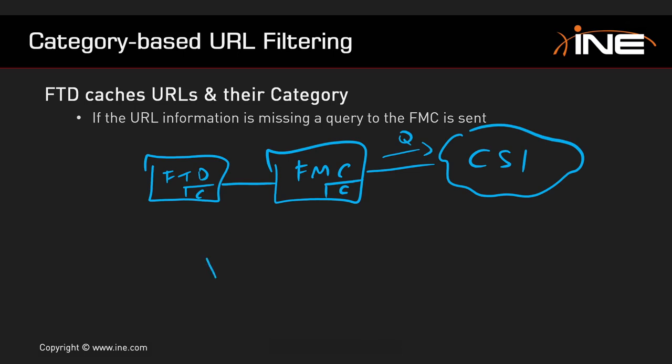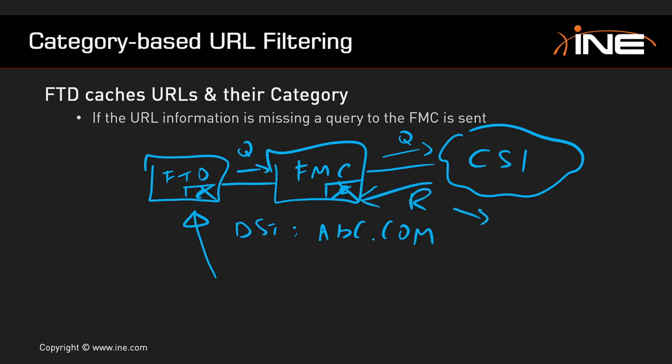And then when our FTD gets a packet destined to, let's say, abc.com from the previous example, assuming that this information is not in the local cache, it is going to query the FMC. FMC is going to take a look at its own local cache. If we don't have an entry for abc.com, we will ask the Collective Security Intelligence Cloud, and hopefully the cloud is going to reply with a category, like let's say in this case it's going to be news, just an example. So this way our sensor is going to eventually know that abc.com belongs to news.